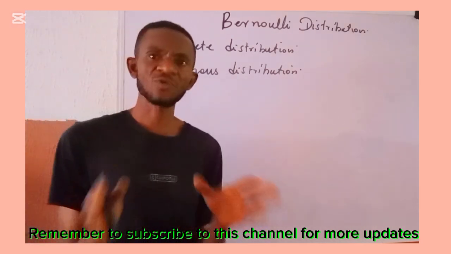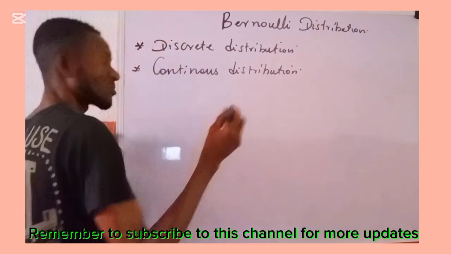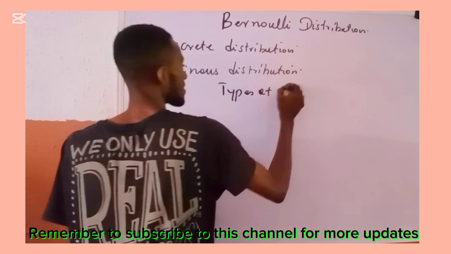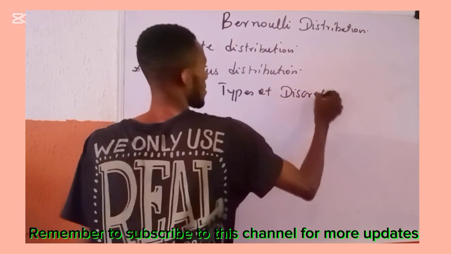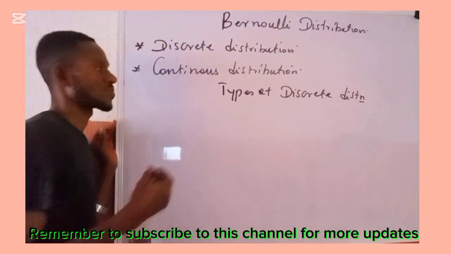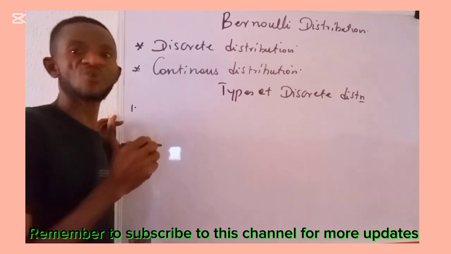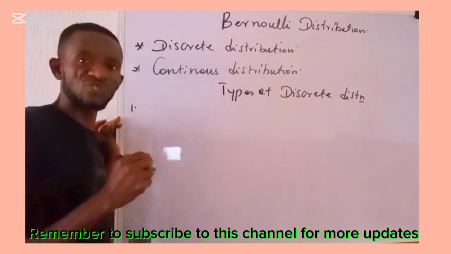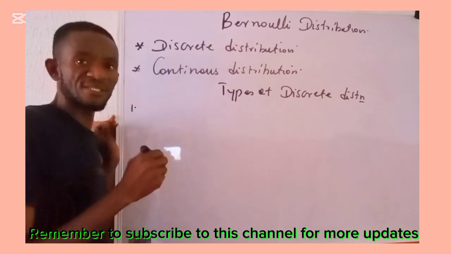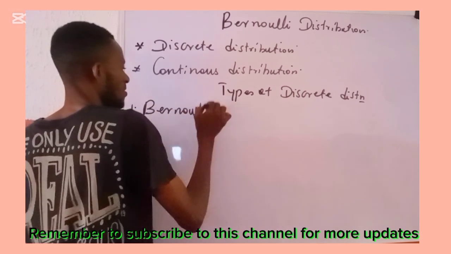There are different types of discrete distribution, and these are some of them. Permit me to write this down. Number one, which of course forms our topic of the day, is the Bernoulli distribution. So a Bernoulli distribution is a type of discrete distribution.